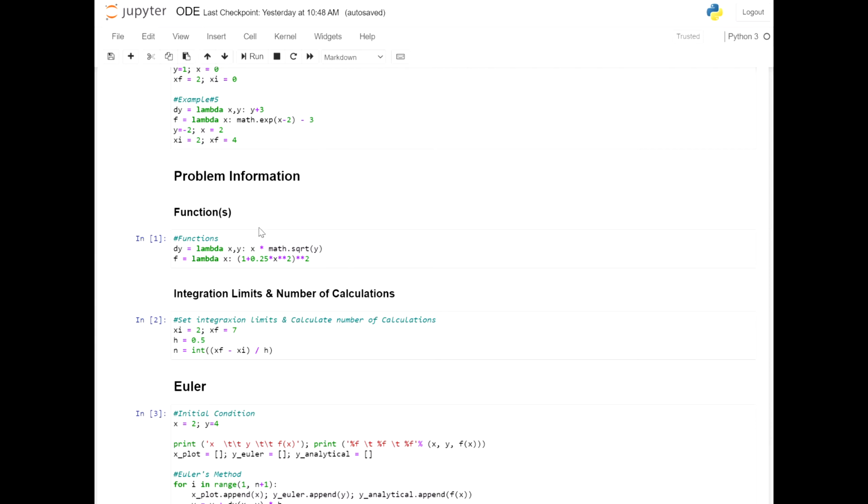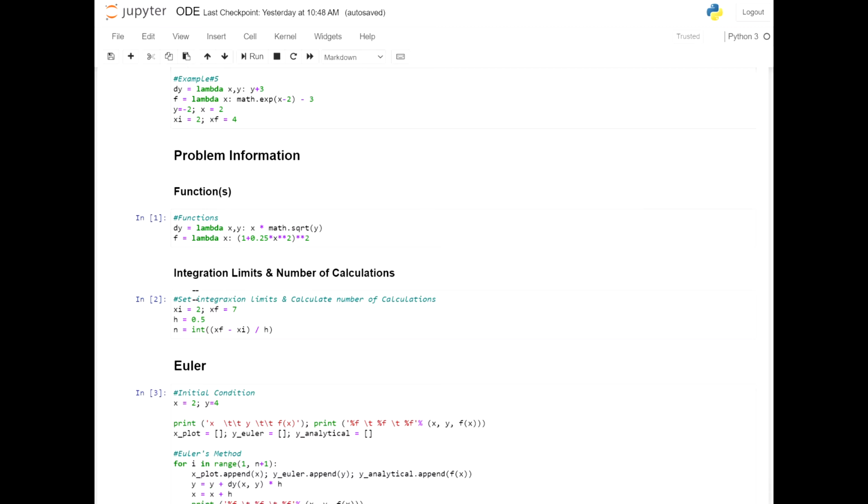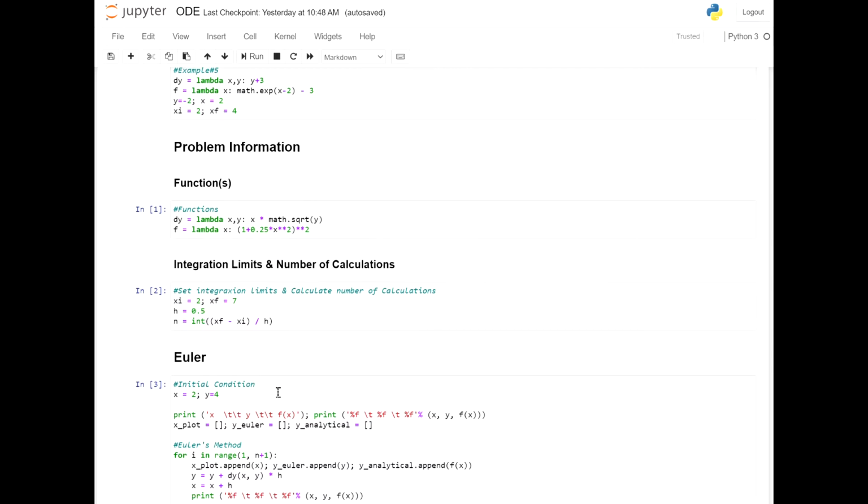The changes, of course, are going to be the function, the ordinary differential equation, and you can also add here the exact solution if you have it available. Here you would define the integration limits and the step size, and here we calculate n. And the third and final change is defining the initial condition for each one of the codes, because we want to replace the x and y values for the previous code. So let's begin.